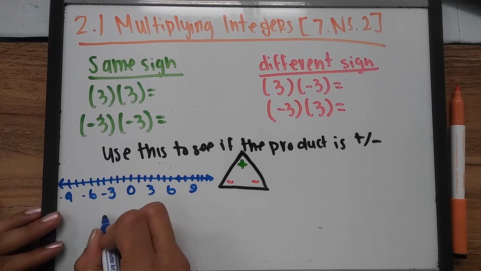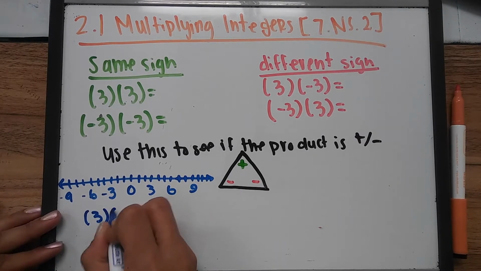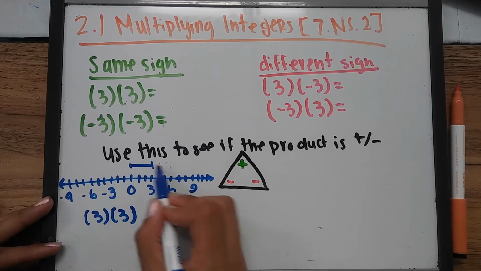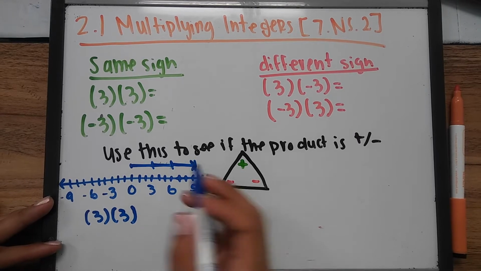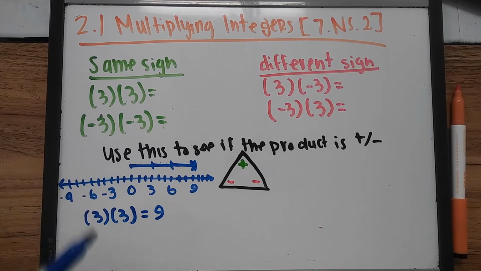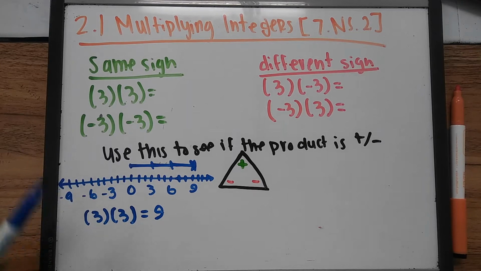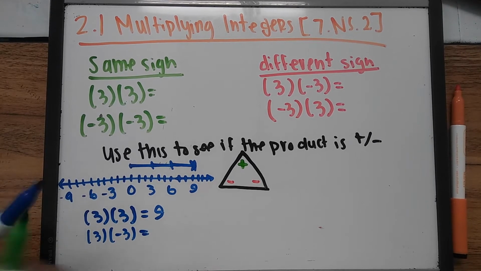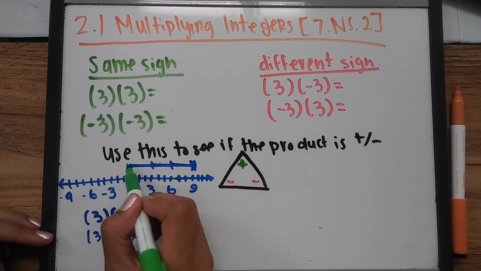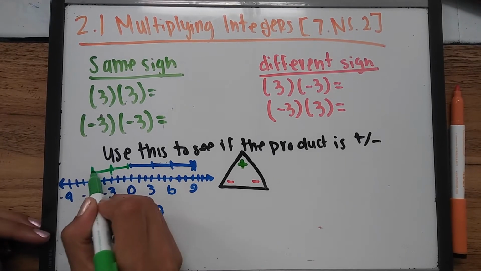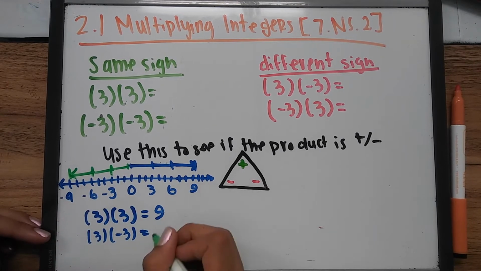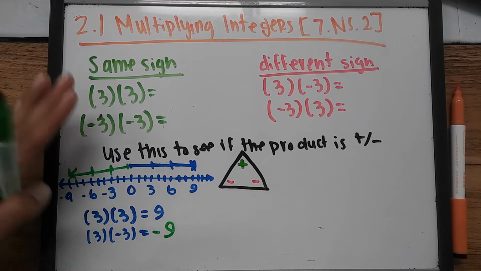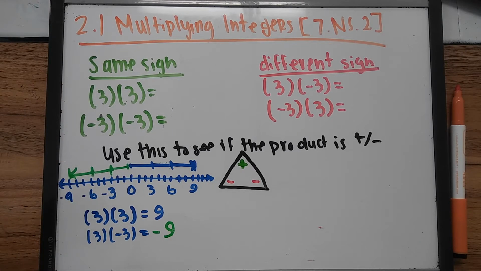So for instance, if I have 3 times 3, that means I have 3 groups of 3. I'm going to start at 0 and say, this is 1 group, 2 groups, 3 groups. So the answer for that one will be 9, okay? Now, if I have 3 groups of -3, I'm going to start at 0, but because they're negatives, I go 1 group, 2 groups, 3 groups of -3. In this case, that will be -9. That's where I end up. So that is for the graphing, okay?